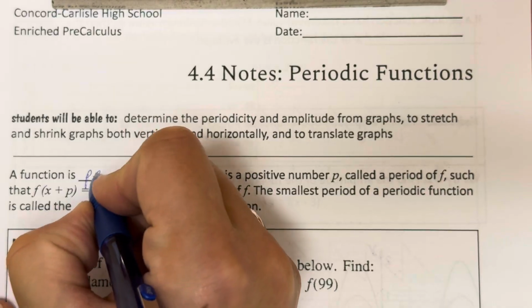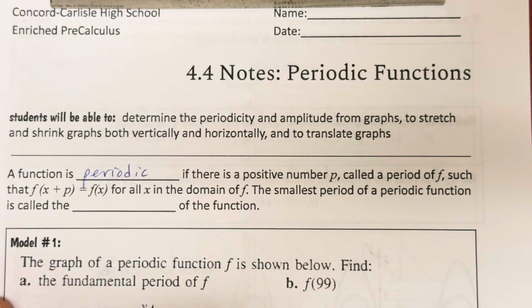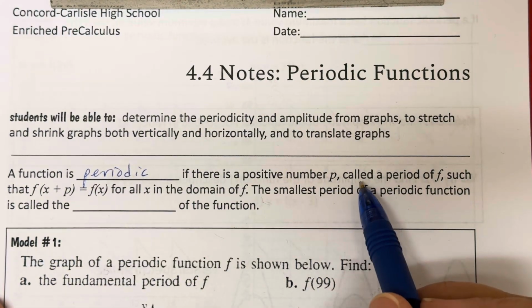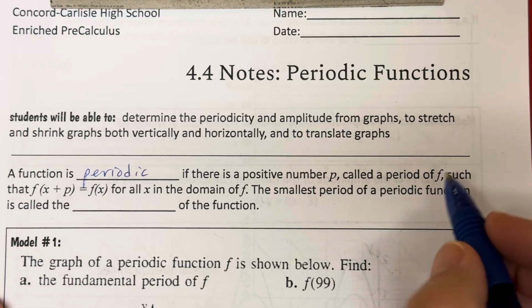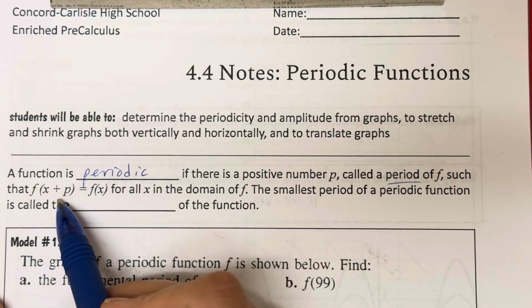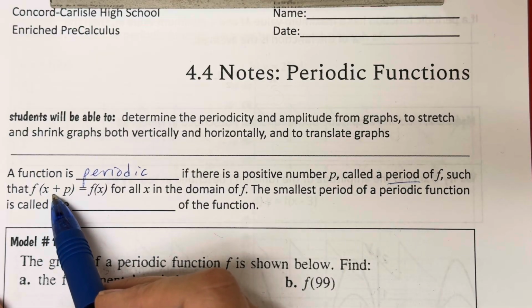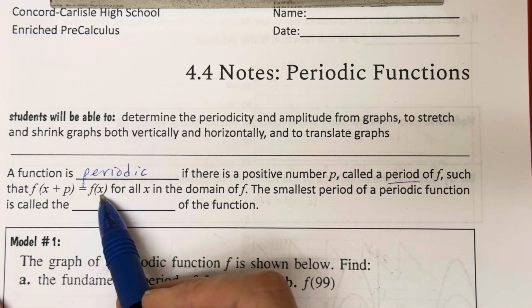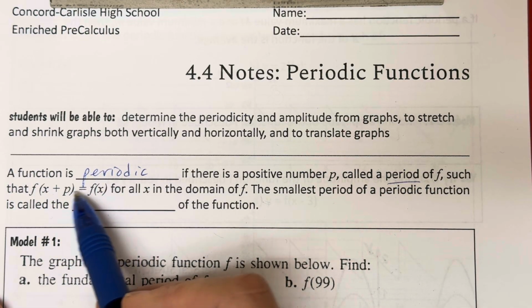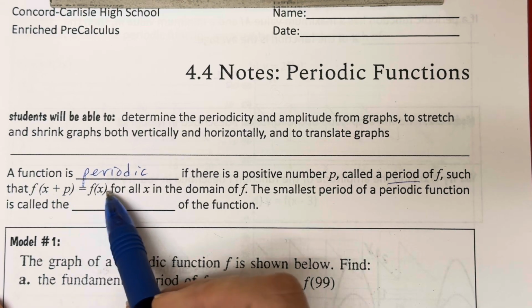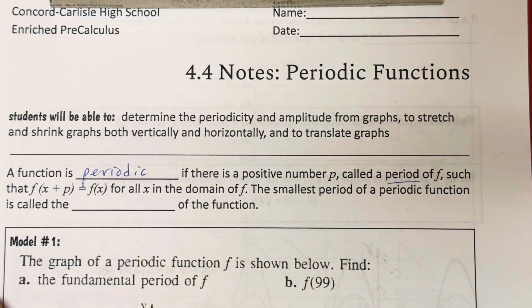A function is periodic if there's a positive number p, called a period of f, such that if I were to add the period to whatever input I'm looking for, I'm going to get that same output. So again, this happens over a cycle where the behavior repeats.